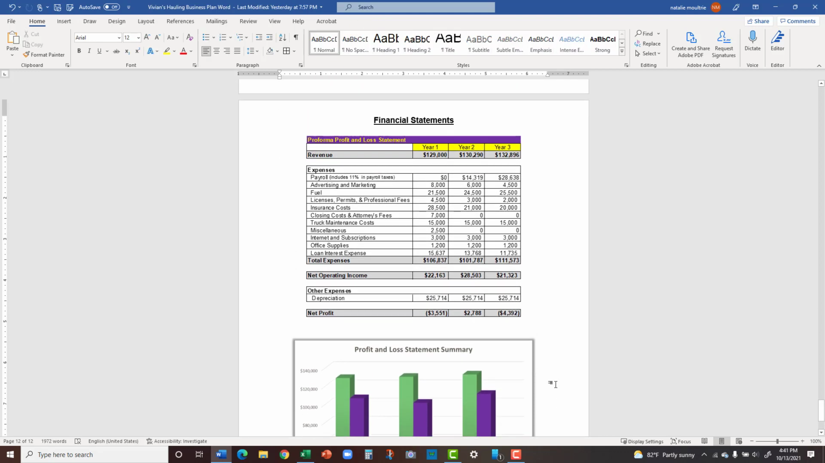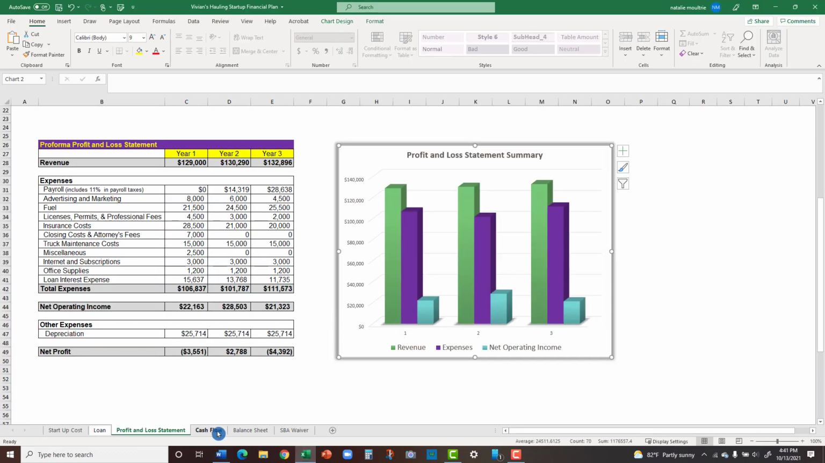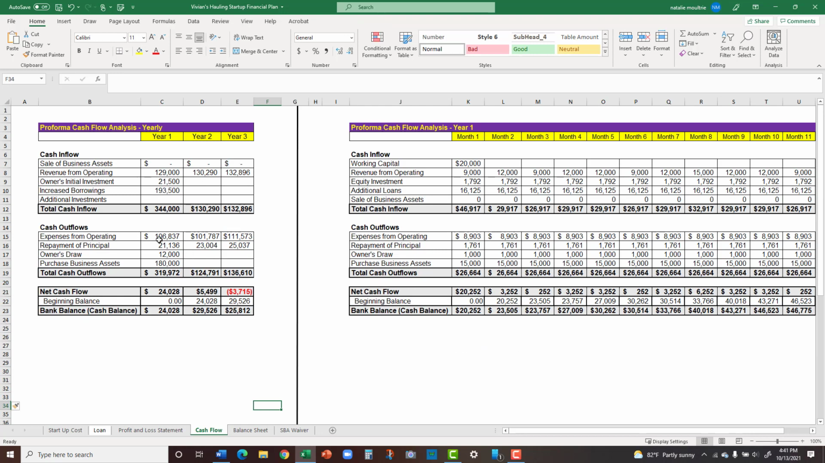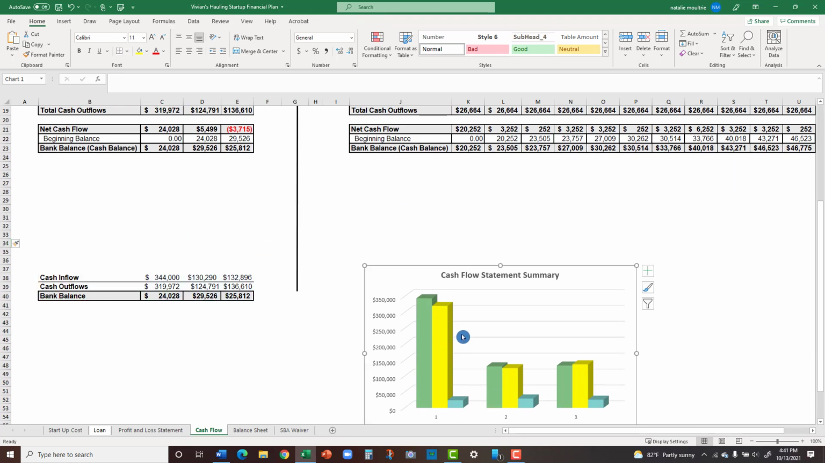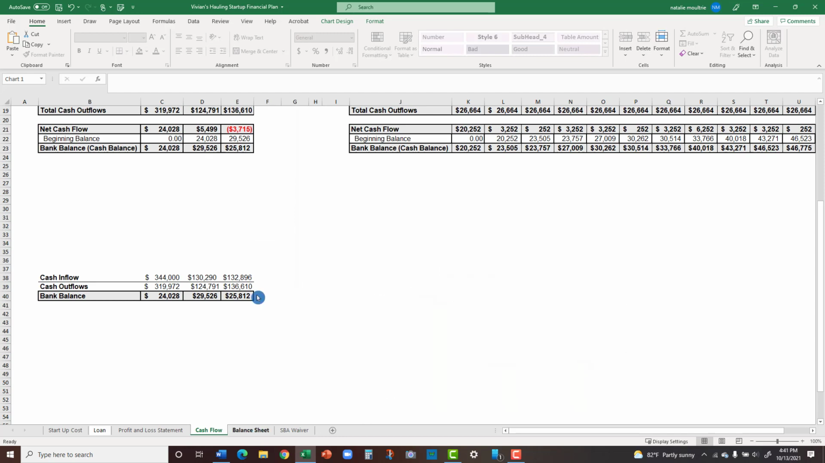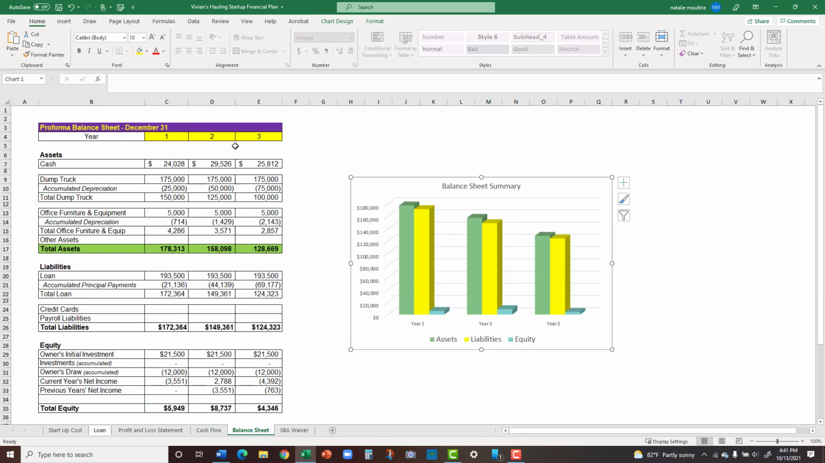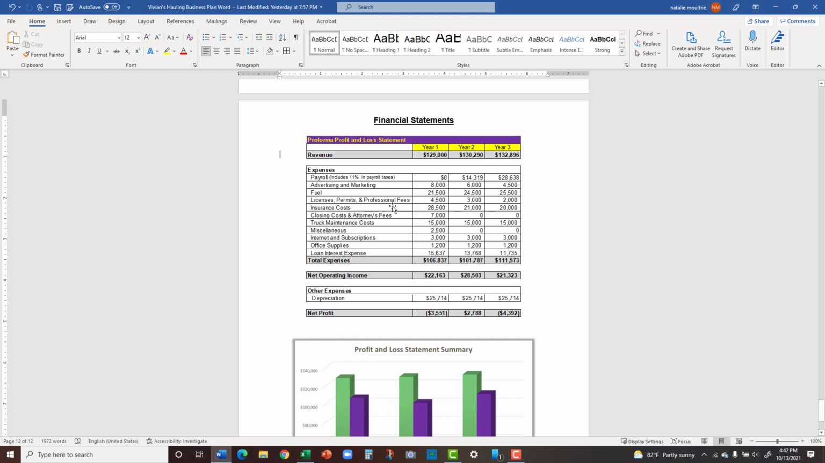Then you'll basically do the same thing for your cash flow statement. You bring that in. There's also a graph associated with that, as well as your balance sheet. Follow the same procedure and bring those in. All right, so once you've done that, you basically have your business plan complete.